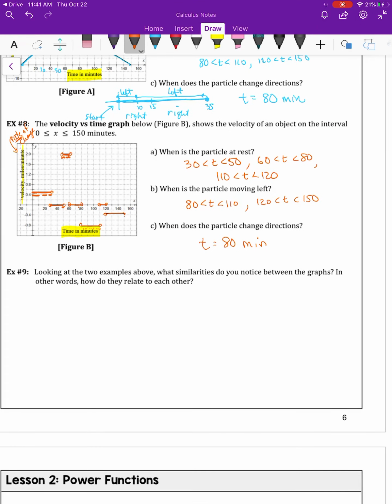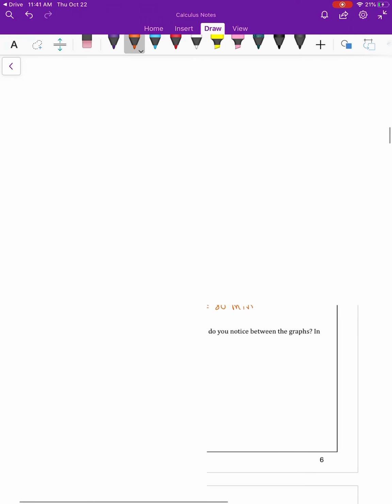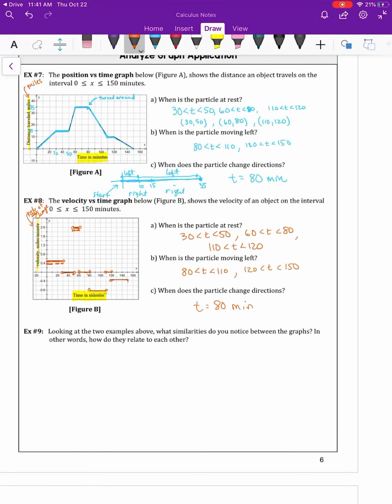All right, so now looking at the two examples above, what similarities do you notice between the graphs? In other words, how do they relate to each other? So it's so weird because I noticed that my answers to when is the particle at rest were the same. But I was using a position graph, the other one I was using a velocity graph, and then I noticed that, wait a minute, look at this, these are when it was 0. That's like the slope of my tangent line, maybe, because why would this be 0 unless it was the slope of a tangent line?